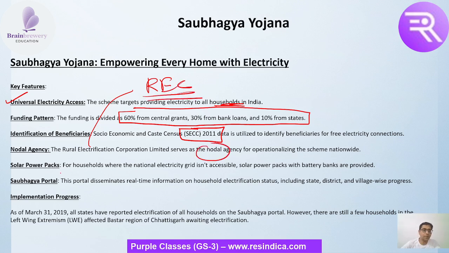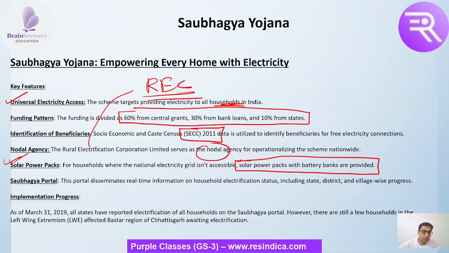Okay, then solar power packs will also be provided. Those people who are not properly getting connected with the electricity grid, where it is not accessible, solar power packs with battery banks will be provided over there. Then there is a Saubhagya portal that has been created, where real-time monitoring of the electrification of households will be checked. So every day the data will be updated, state-wise, district-wise and village-wise.